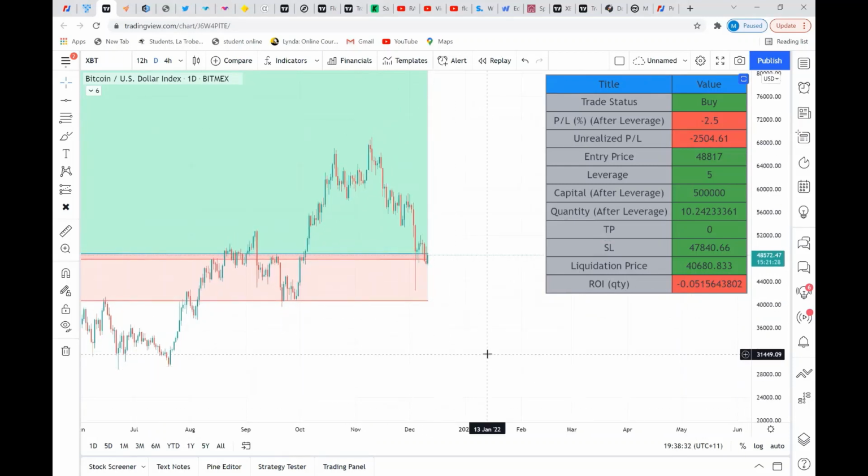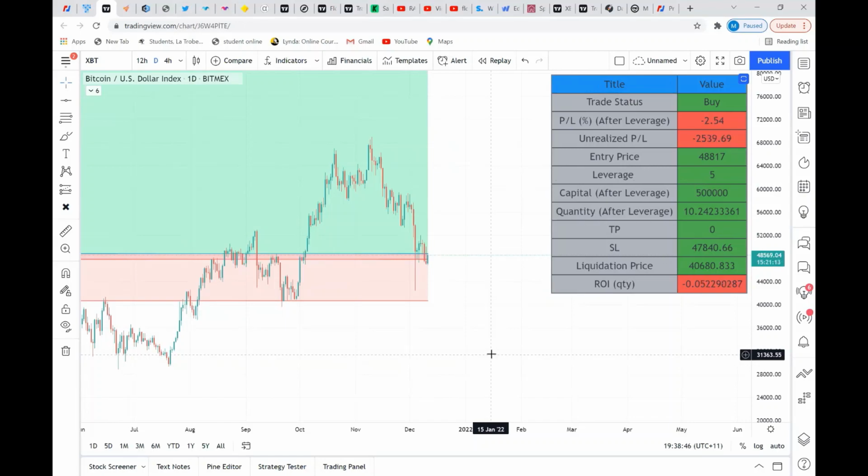And I'll go into more detail later on to show you how to really use this to identify great entries and how to manage positions throughout. But this simple little indicator right here is going to be the most useful tool for managing positions.